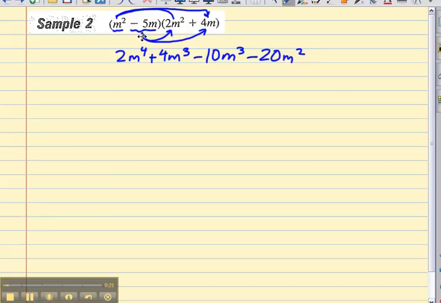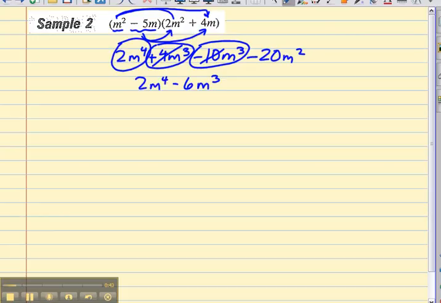Okay. All right. What do I do after that? I'm going to combine 4m cubed with negative 10m cubed, and what's that give me? Negative 6m cubed. All right, those are done. What do I do with 2m to the 4th? Just bring it down. And negative 20m squared? Bring it down too. Okay, and there's nothing left for us to combine.